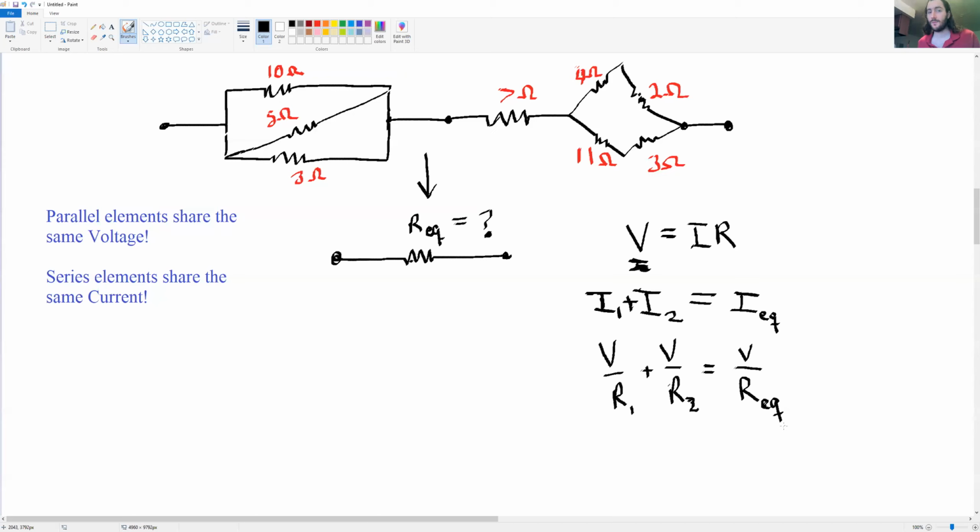Then you just replace them with V over R, V over R, V over R. And it's like, boom, you see it right there, right? The voltages cancel. All the voltages cancel here, right? And you have the formula right there. You can do the same thing with series as well.